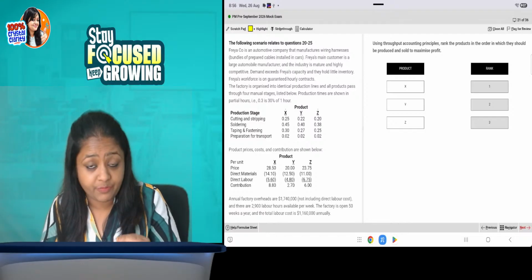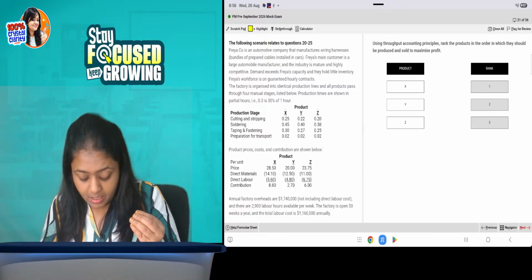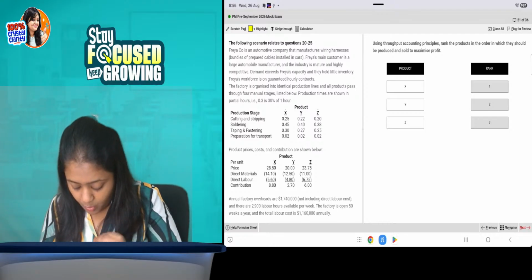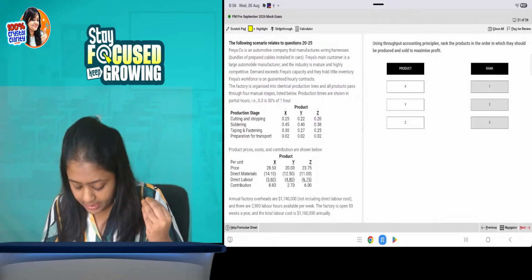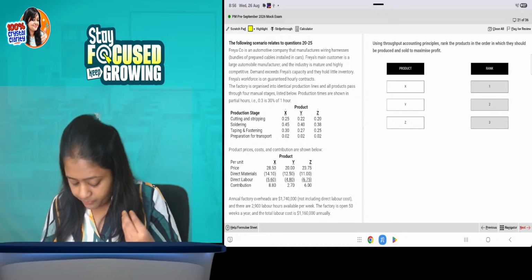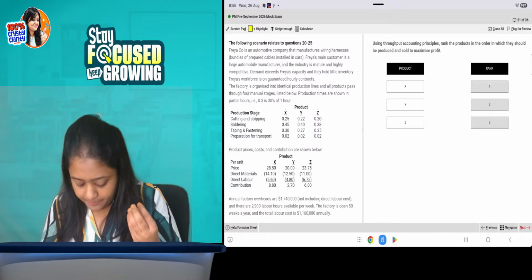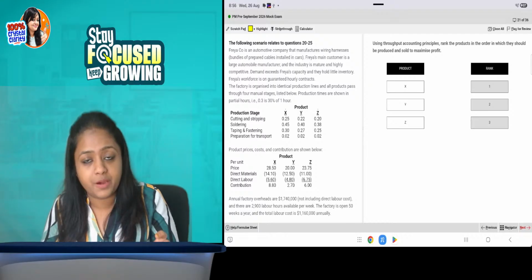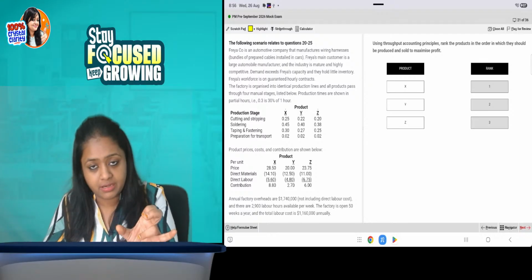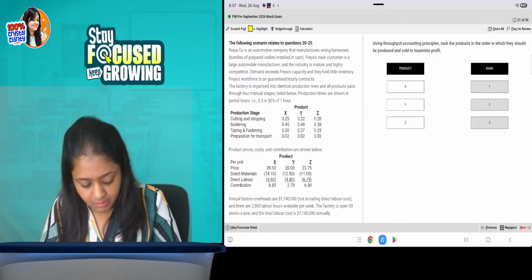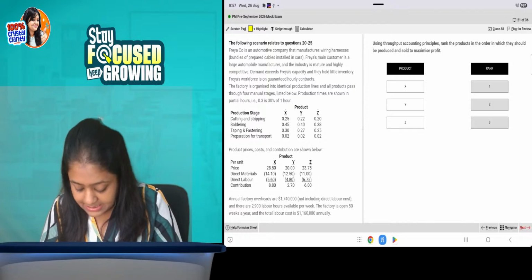First step is you have to identify which is the scarce resource. Product prices, cost and contributions are given to you. Annual factory overheads are also given to you, which is not including labor cost. And 2900 labor hours, the total labor hours are also given to you for calculating throughput per scarce resource probably. The factory is open for 50 hours a week, so 2900 labor hours per week multiplied by 50 will give you annual labor hours, and total labor cost is 1,160,000 annually.